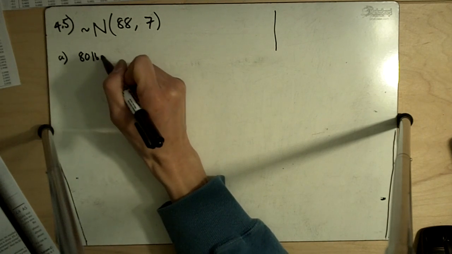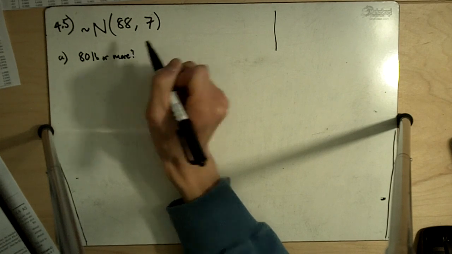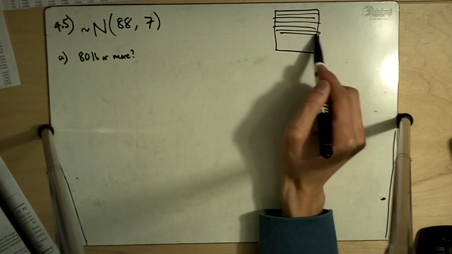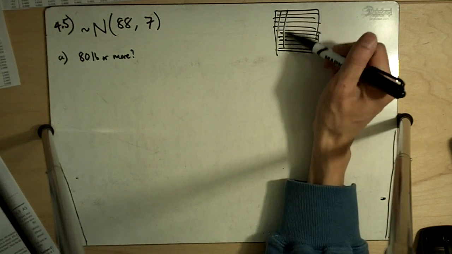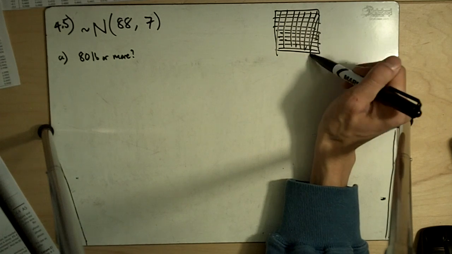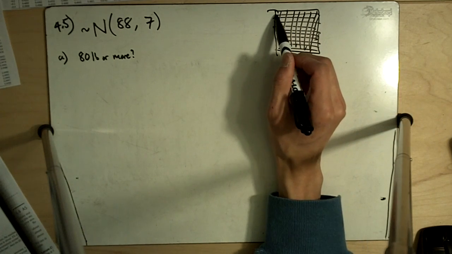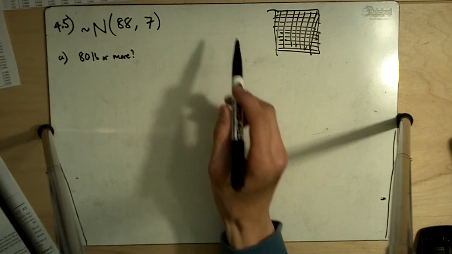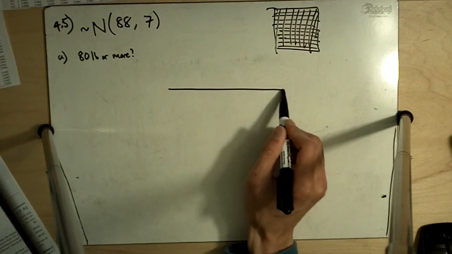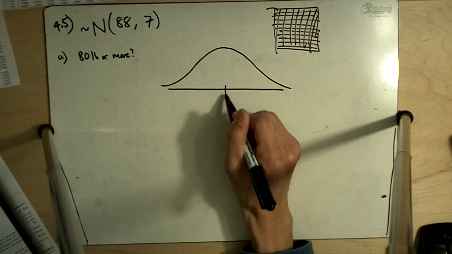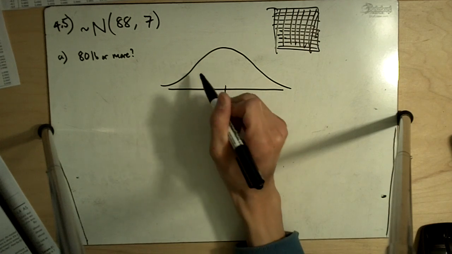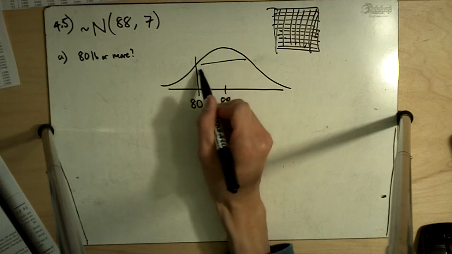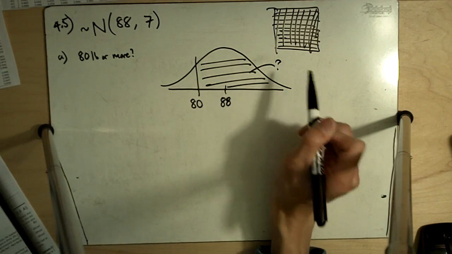80 pounds or more. Okay, and so you can just imagine a field broken up into little plots, and we got measurements for each one, and there were a whole bunch of measurements, and those measurements followed 88 pounds with standard deviation 7. So here we're centered at 88, and part A wants to know 80 pounds or more. So we want to know this area.